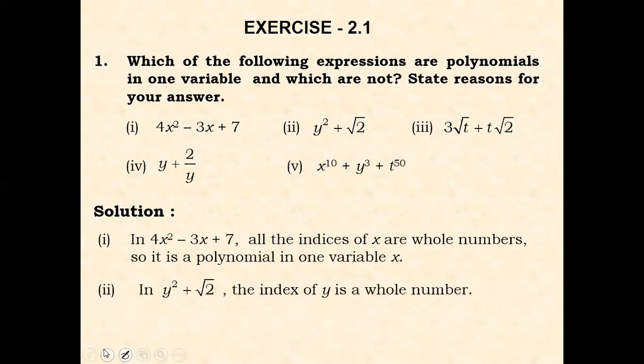In the case of the second part, y squared plus root 2, you can see that y is raised to the power 2, which is a whole number, so it's a polynomial. So it is a polynomial in one variable.